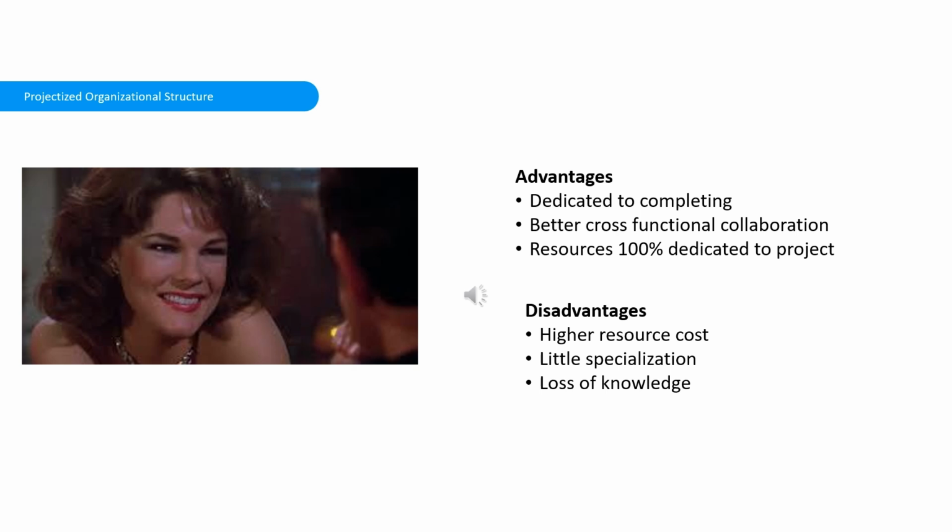Some of the disadvantages are higher resource cost. There's little specialization because people move from project to project so often, and there's a loss of knowledge. So, in this example, when the Binars leave the Enterprise, Minuet is gone for good because there is no one there that's good enough to reprogram the holodeck with Minuet.